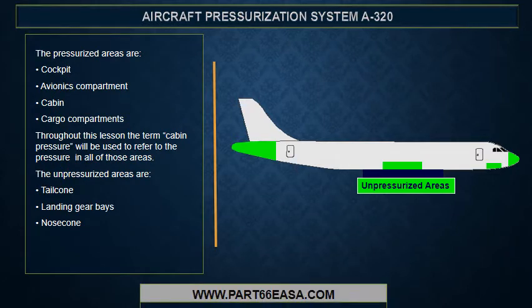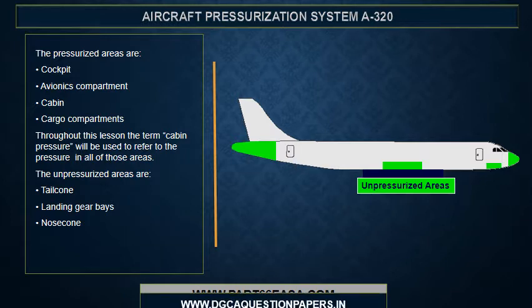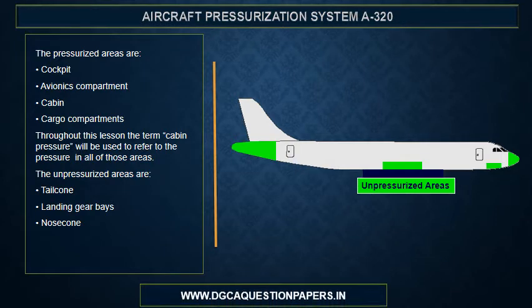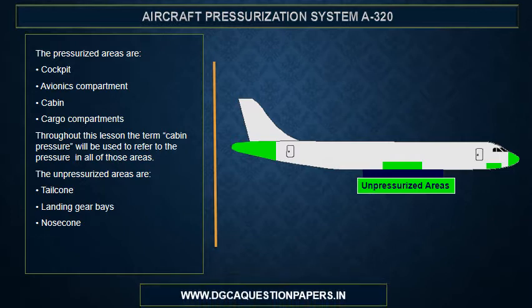The pressurized areas are the cockpit, avionics compartment, cabin, and cargo compartments. Throughout this lesson the term cabin pressure will be used to refer to the pressure in all of those areas. The unpressurized areas are the tail cone, landing gear bays, and nose cone.